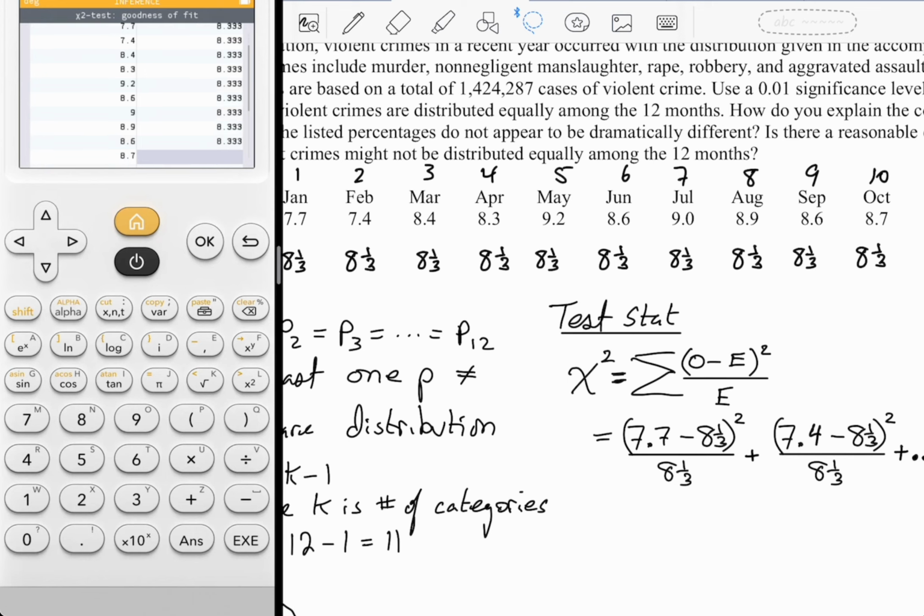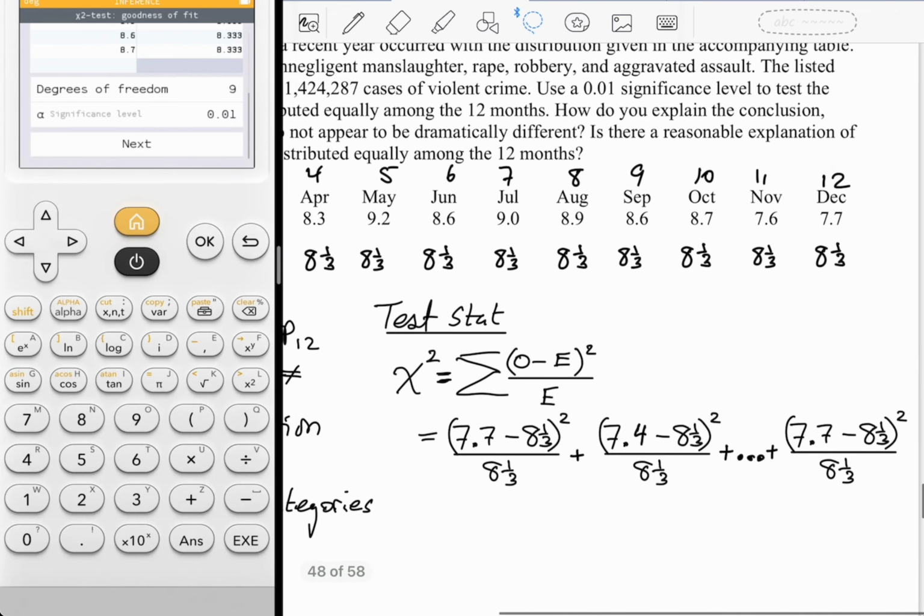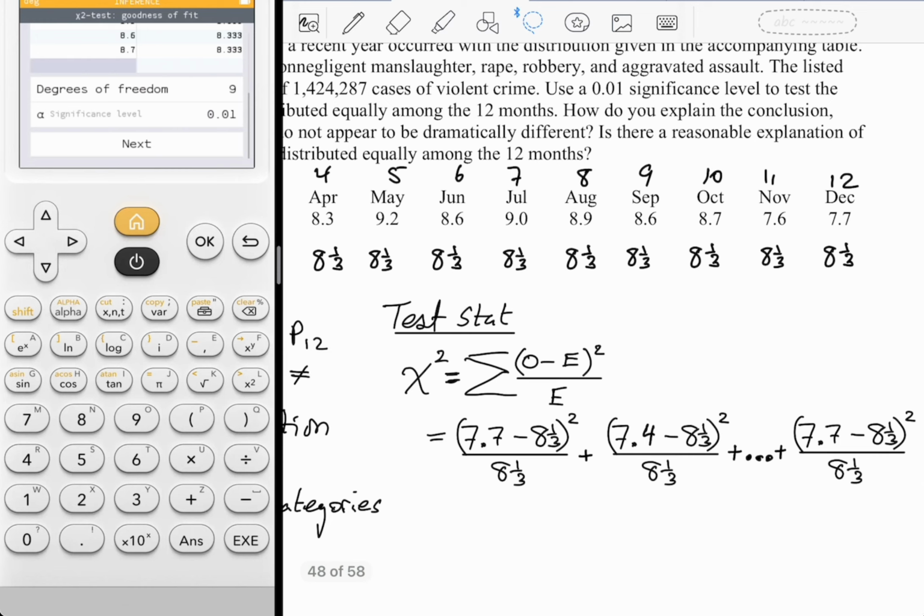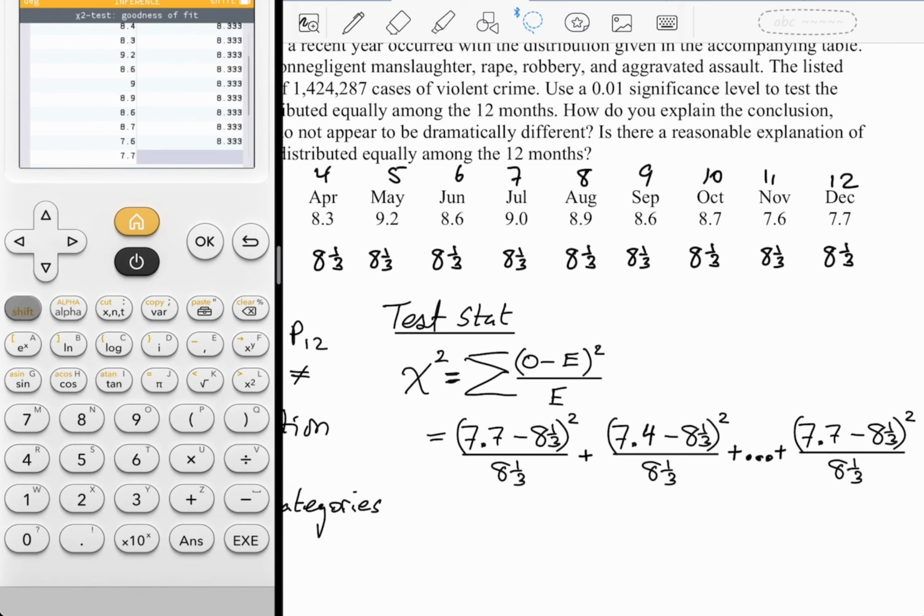All right, so I have my values in. I must have missed... oh yeah, I didn't go all the way. Like there's only 9 degrees of freedom. That's not true, because I forgot November and December. All right, so confirmed, degrees of freedom is 11. It automatically gives you that, which is nice.